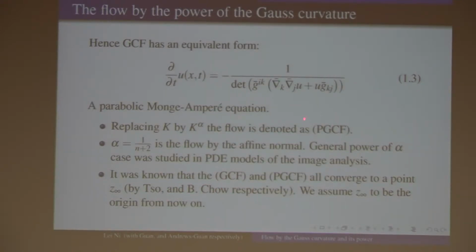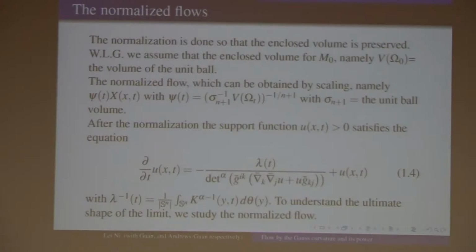The known result is that this flows the hypersurface to a point. This was proved for alpha equals 1 by Cao Qichen, and for general alpha by Ben Chow in his thesis. So by translation, we're going to assume this point is the origin from now on, because that is inside all the intermediate bodies. So the goal is to try to understand what is the asymptotic shape of the flow.